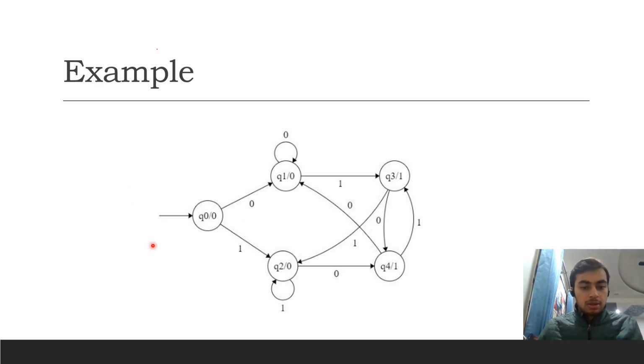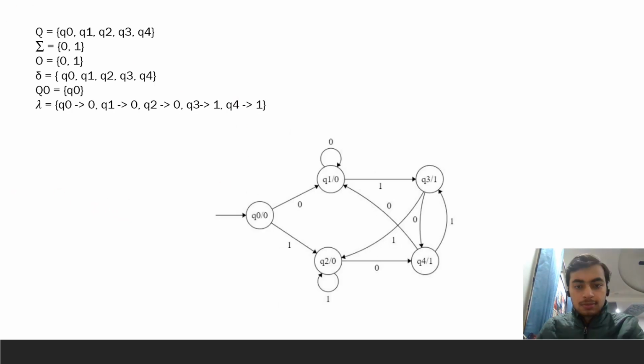Now let us consider the tuples. The first tuple, that is Q. Q denotes all the finite states in our machine. In this example, we have Q0, Q1, Q2, Q3, and Q4 as the finite states. Sigma is the input symbols that we give to the machine, that are 0 and 1. O denotes the output symbols. Outputs are only denoted by 0 and 1 by the machine.